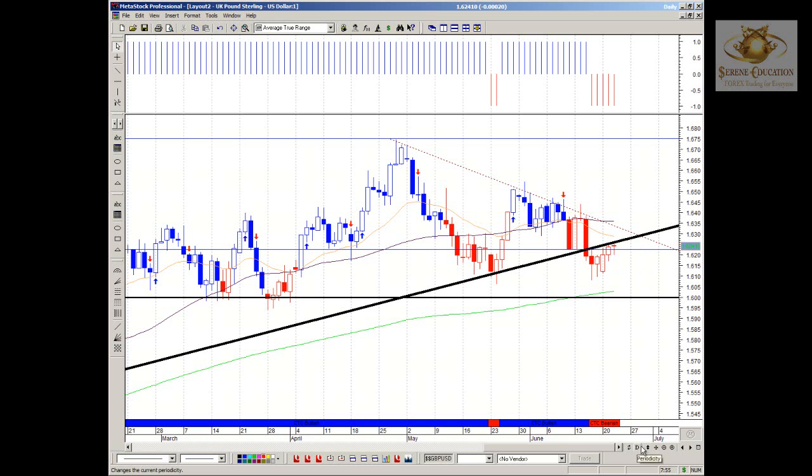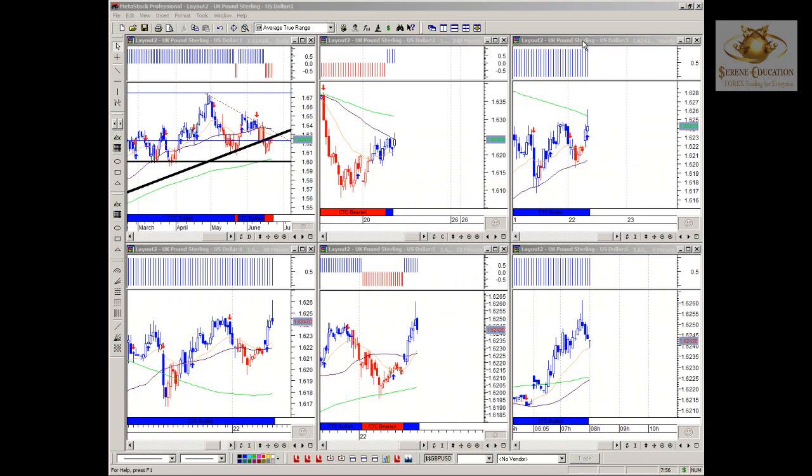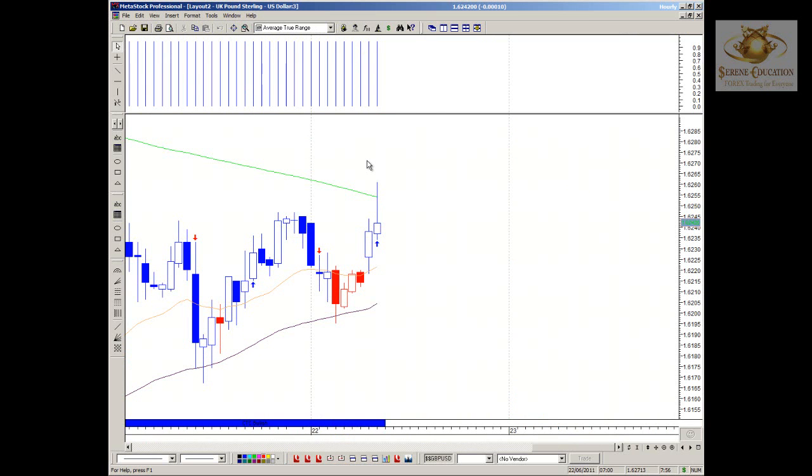So just be aware of it, guys. Just be very, very careful with this one. So we're going to look at the intraday time frames. Notice on a daily we're trading quite close to that major level. Look what's happening on an hourly chart.